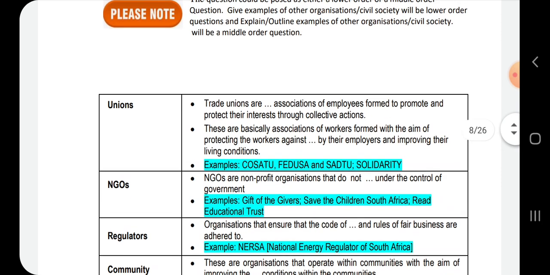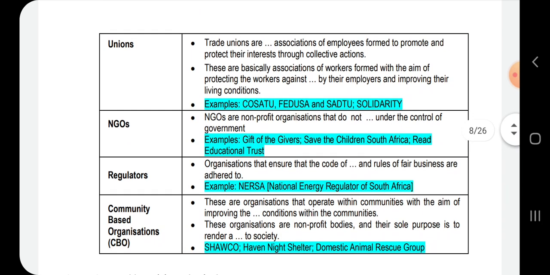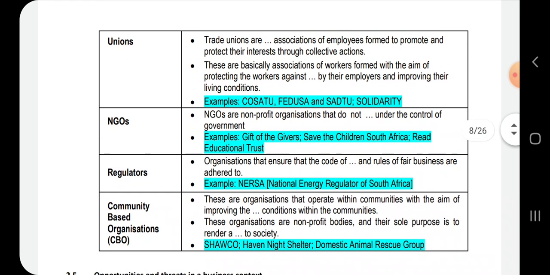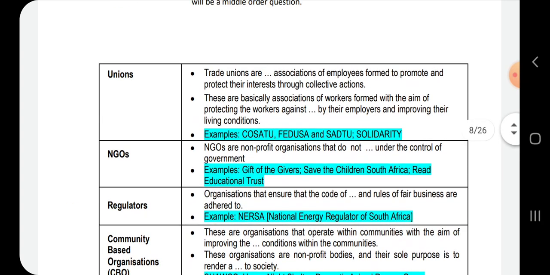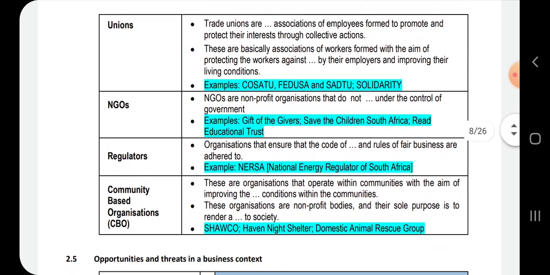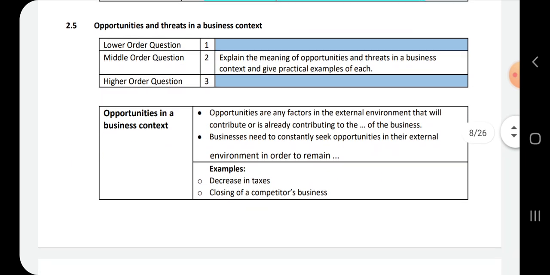Okay, so describing and outlining, you name and explain, but when they only say give examples or list, you only write unions, NGOs, regulators, and community-based organizations. So that is the explanation of them. Look at the highlighted areas. So that is an example of each of the other organizations that can influence the business in the market environment.